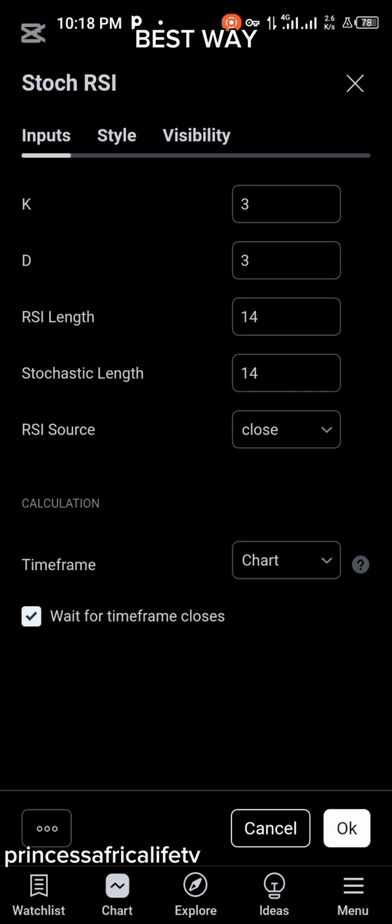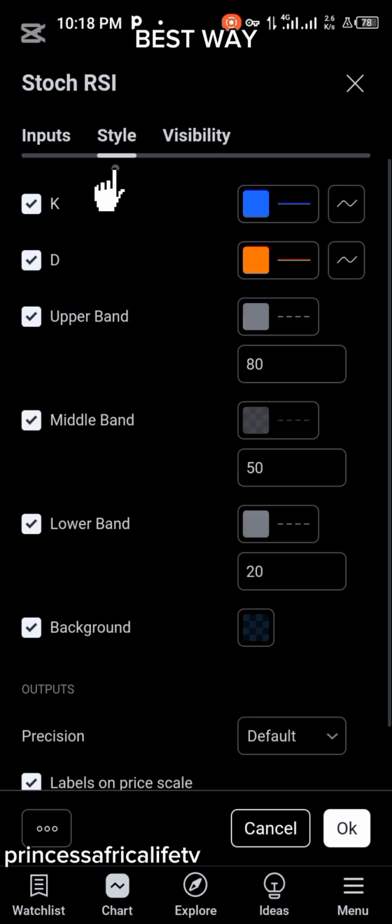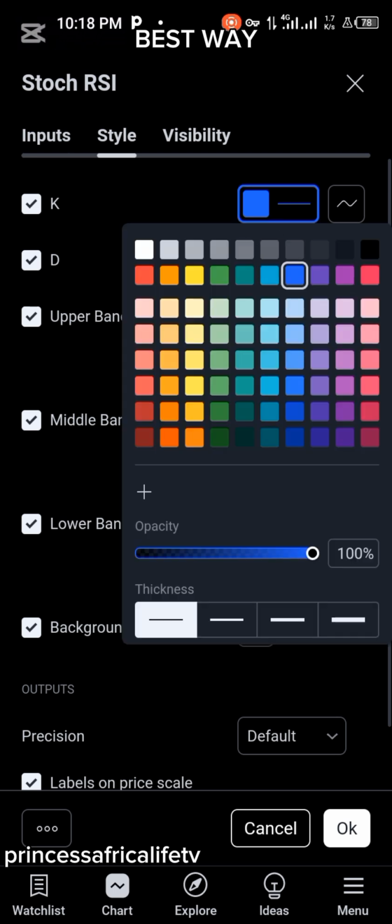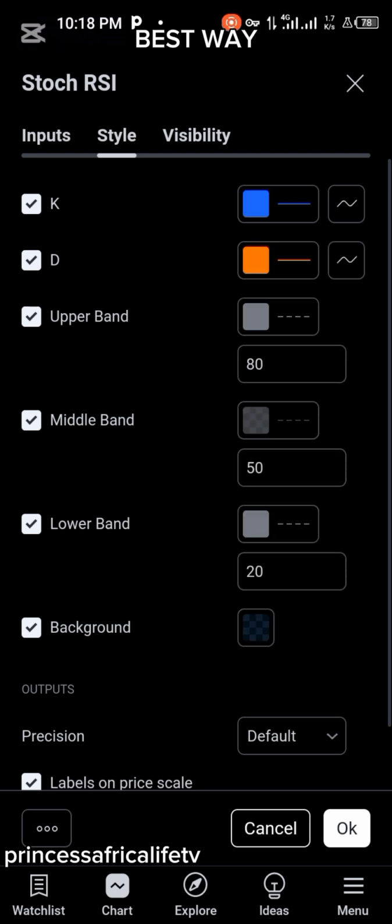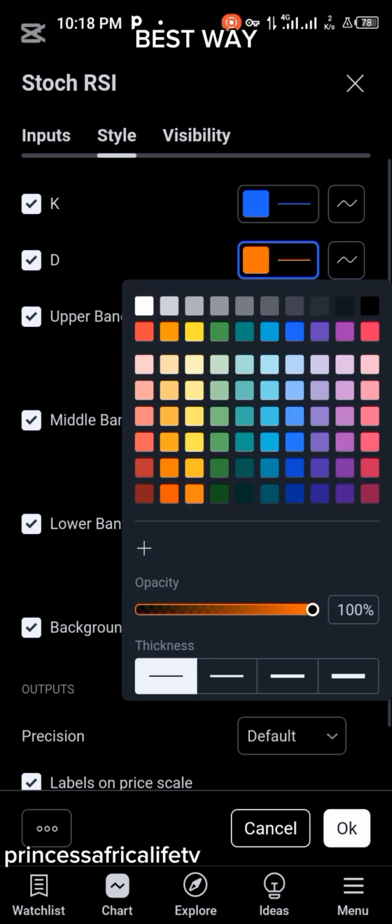All right, then we'll go to the next one you call style. Now you see the K here, you make it blue. If yours is not blue, you click on this to come out, and then you choose the blue. And then the D, you make it orange. You can decide to change your color anyway, but we're always looking at the K.